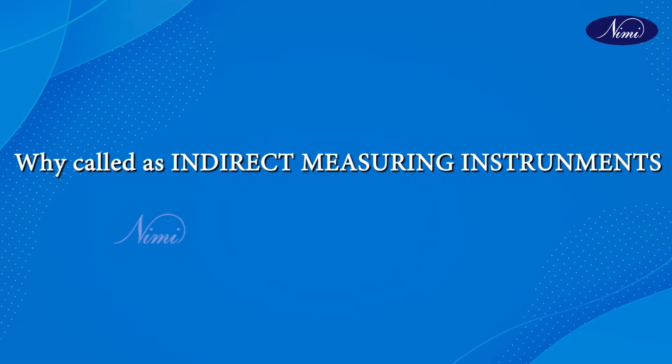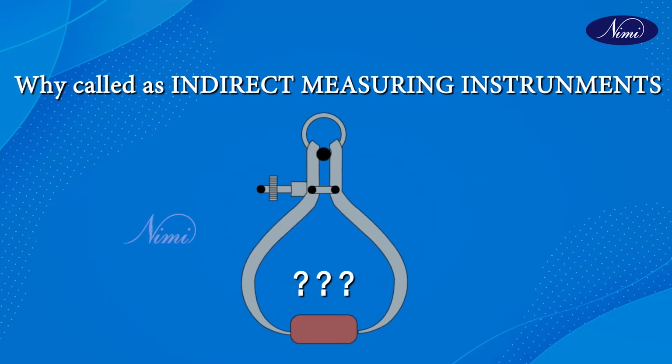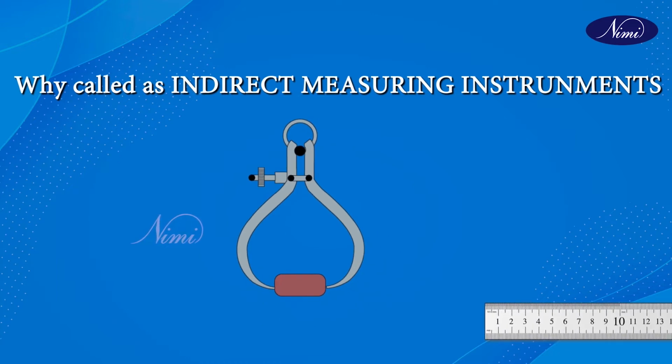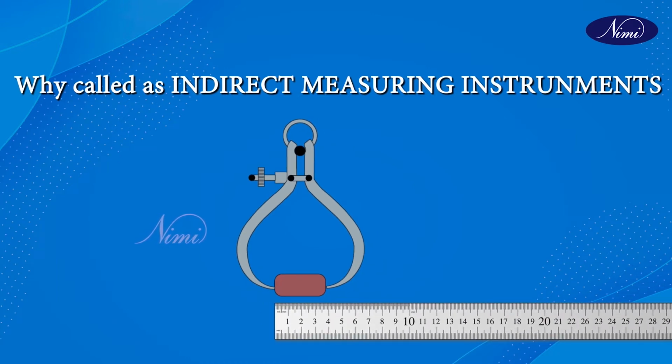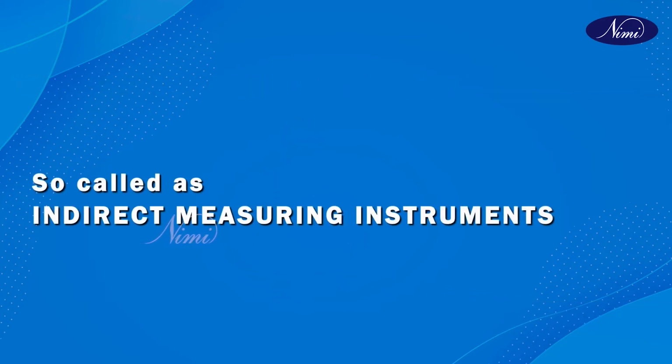Why do we call it an indirect measuring instrument? By using calipers, we cannot measure the dimensions directly. With the help of a steel rule, we can measure the job. So, we call it an indirect measuring instrument.